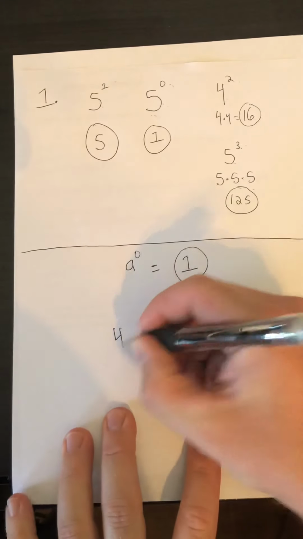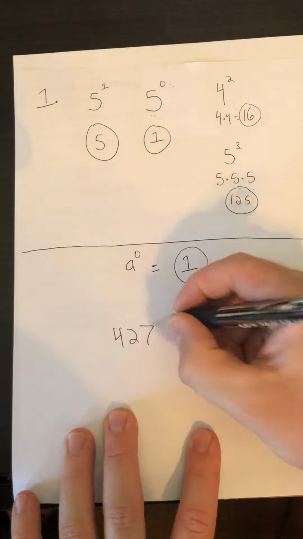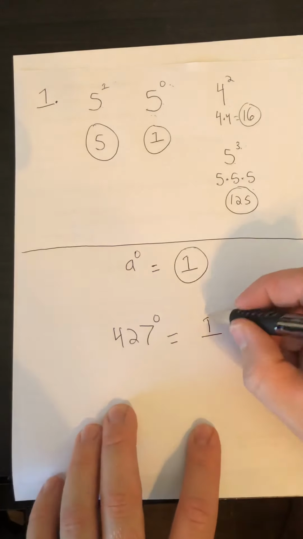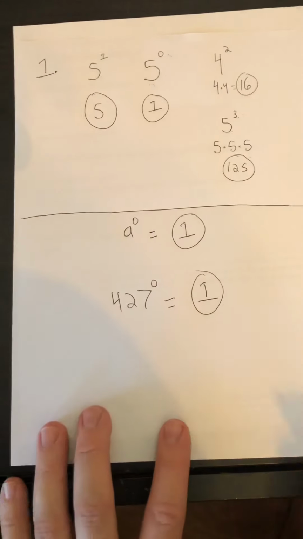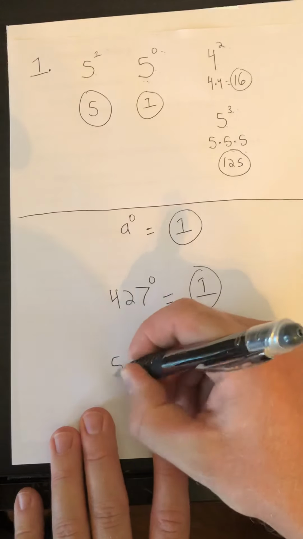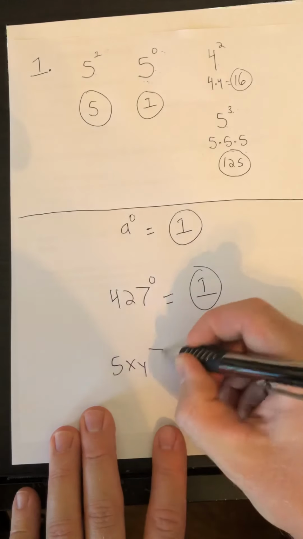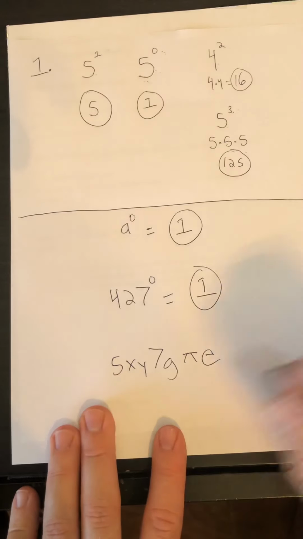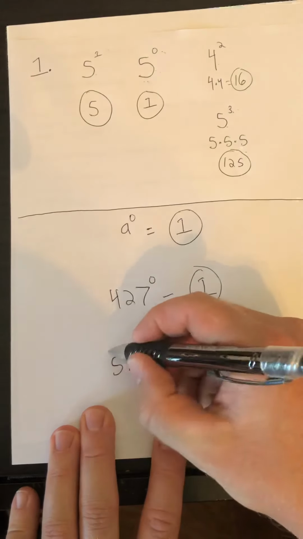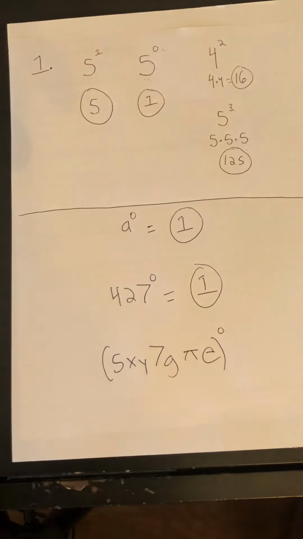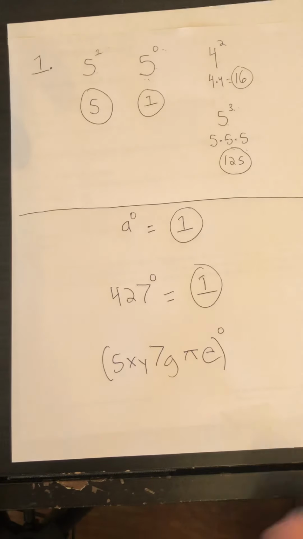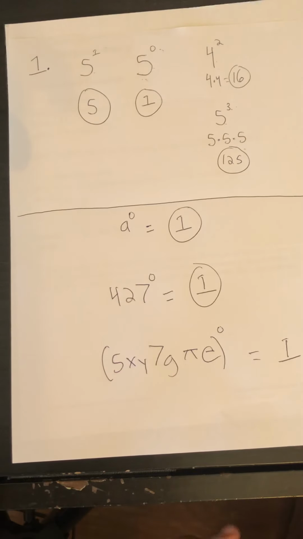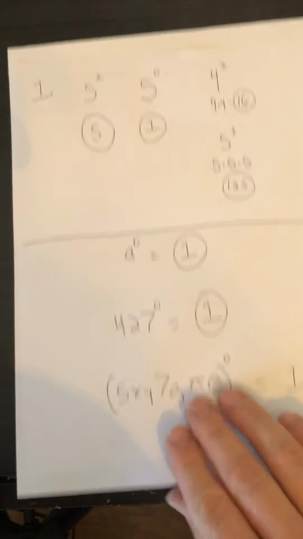I could have 427 to the power of 0, and guess what it equals? 1. And if we were in class, I always did this in previous years as kind of a joke to be funny. I can have 5x, y, 7, g, pi, the natural log. That's a crazy number. But if the whole thing is raised to the power of 0, guess what, guys? It's always 1. Okay, so the first law of exponents: anything raised to the power of 0 is 1.